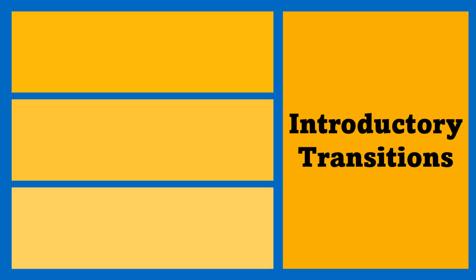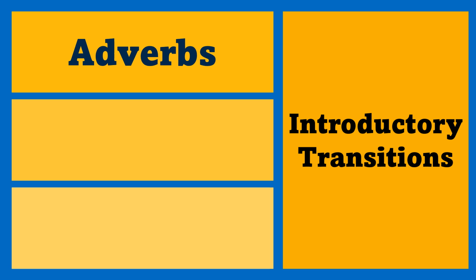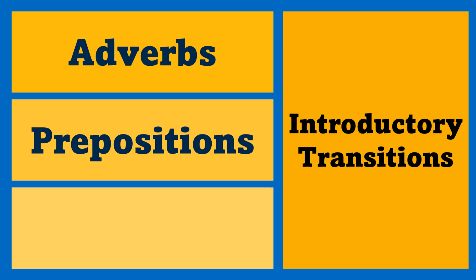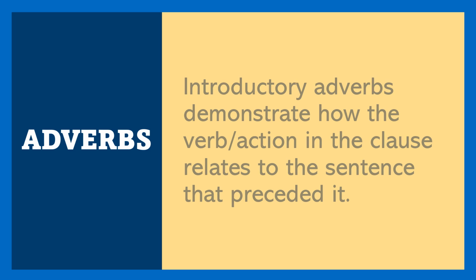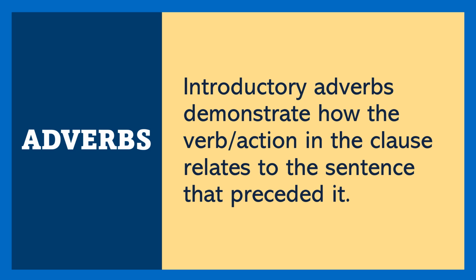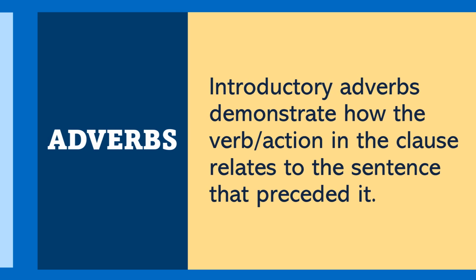Now, introductory elements begin with an introductory transition, and there are three kinds. The first is adverbs, the second is prepositions, and the third is conjunctions. With respect to adverbs, their job is to demonstrate how the verb or action in the clause relates to the sentence that preceded it, or the sentence that came before it.